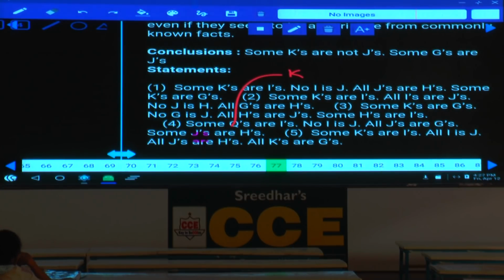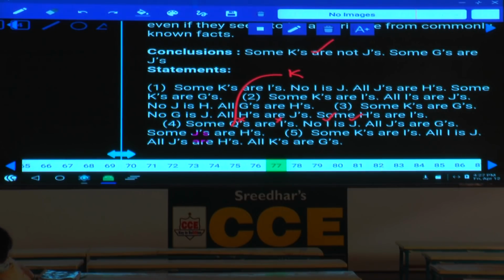Clear? Now with the help of this one, some K's are I's and I's are J's. Now combine these two. I tick, J tick, and K and I cross and cross, isn't it? Now I is the middle term, some K's are not J's, definitely true, I can derive with the help of the first two.